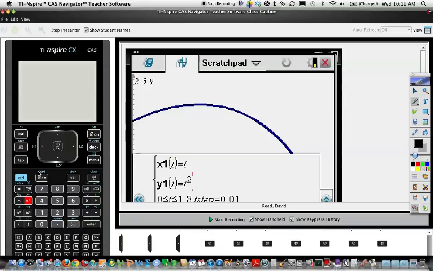Just look at those two things on the board, or the two things that he has typed in. Anybody have a thought about what this will be?